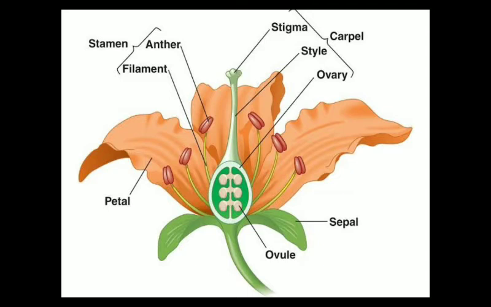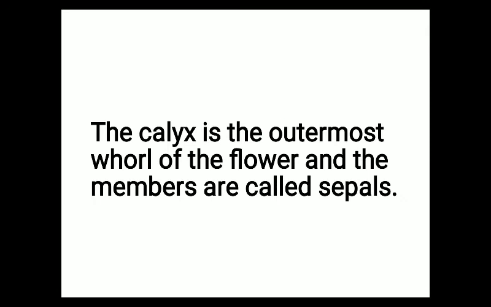and what the different floral appendages present in any flower are. So these are the four different floral whorls, that is sepals, petals, stamen and carpel. First we'll start with the calyx. The calyx is the outermost whorl of the flower and its members are called sepals. It is the outermost whorl of any flower and it consists of sepals.